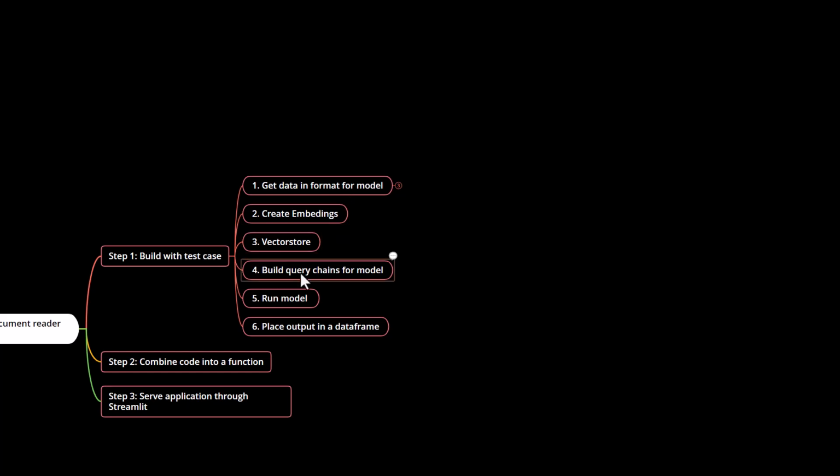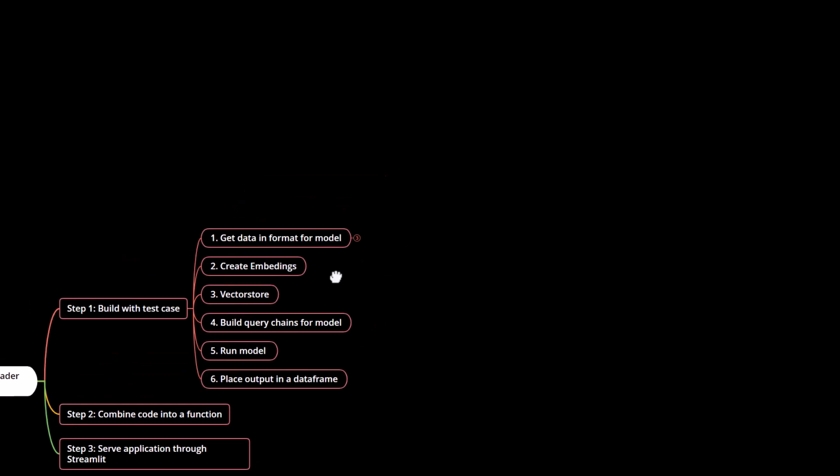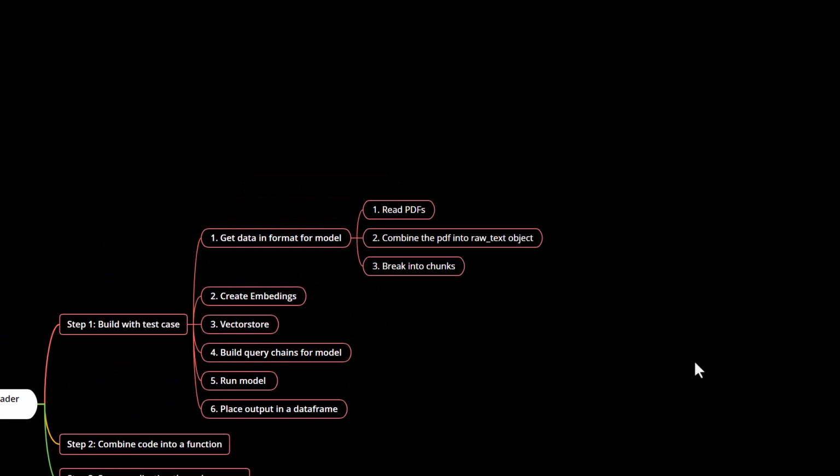Then based on that, we are ready to query the model that we would create. Once we run the model, we put the output in a data frame. All right, now let's get started with the first step, which is getting the data in the format that we want. Again, 3 steps to this: reading the PDFs, combining the PDF into a raw text object, and breaking into chunks.